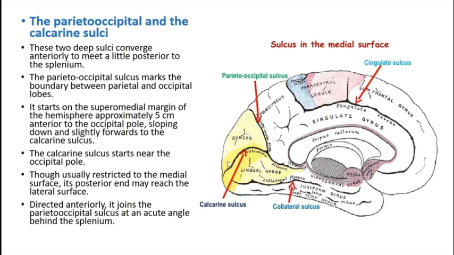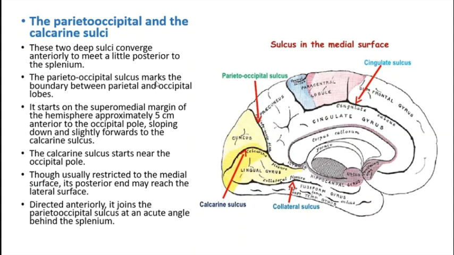These will be very appreciable on the medial surface. And these two deep sulci converge anteriorly to meet a little posterior to the splenium. So calcarine sulcus and parieto-occipital sulcus, they will meet anteriorly. This zone, you know that this is corpus callosum and this part is called the splenium. जहाँ हमने थोड़ी देर पहले सिंगुलेट गायरस के खत्म होने की बात की थी, isthmus यानी कि ब्रिज के शुरू होने की बात की थी, वहीं पर these two are also going to meet each other.